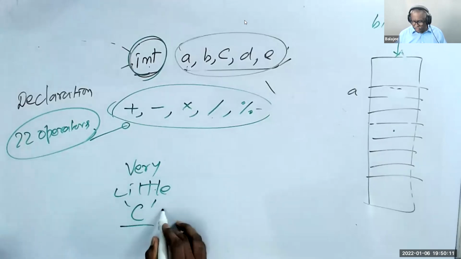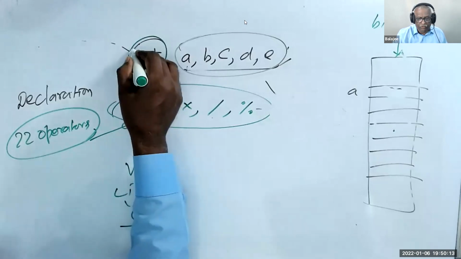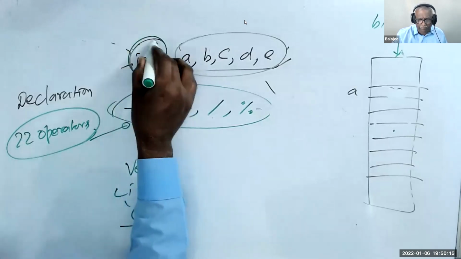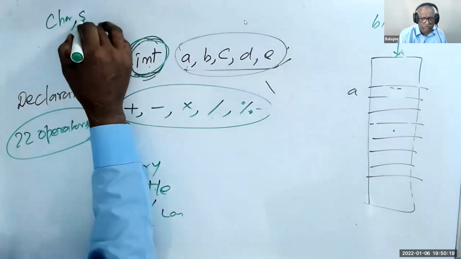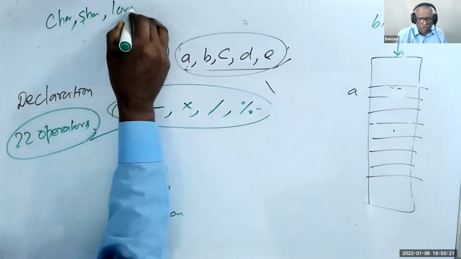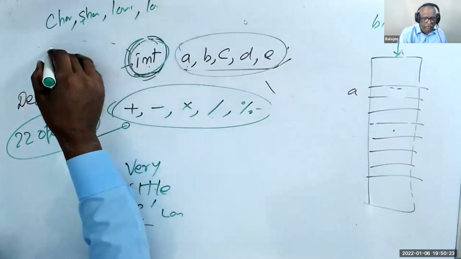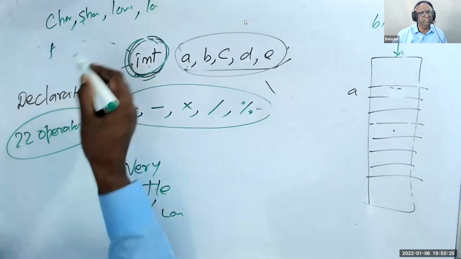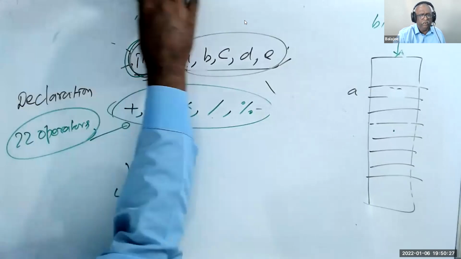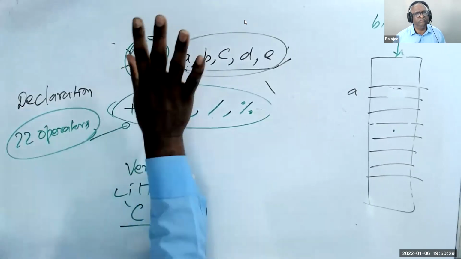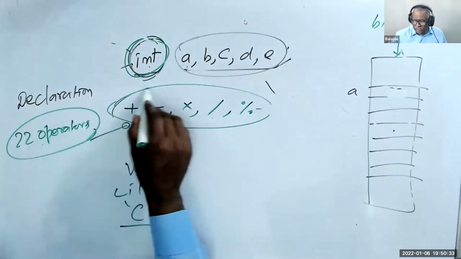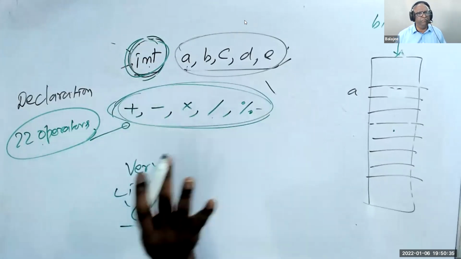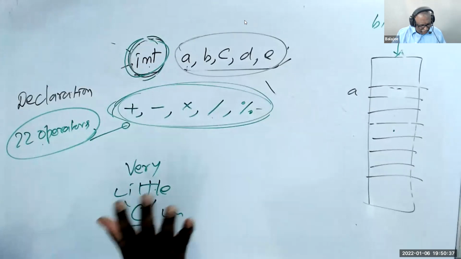Very little C language. That's why I say, see, I've told here in the declaration type, you have char, short, long, and float. So many things. I say, don't worry. Learn only about integer, enough. Same way, out of 22 operators, use only the 5 operators. Enough. Don't worry about them. We will discuss other operators later.